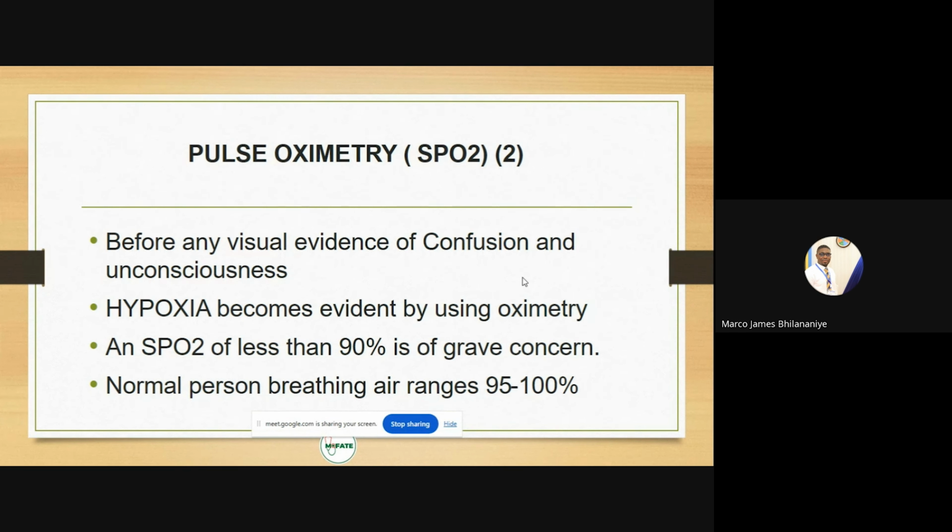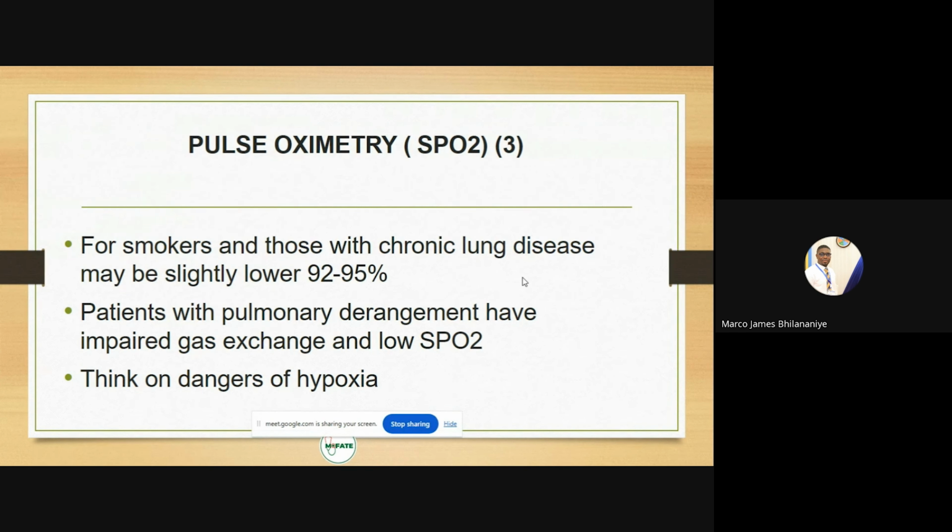So that is the range for a normal breathing person that I have said. Next slide, please. However, we have to keep in mind that for smokers and those with chronic lung diseases like COPD and lung fibrosis, the oxygen saturation might be slightly lower, ranging from 92 to 95. So whenever you get this kind of patient, do not struggle hard to make sure that it is 99 to 100. It won't get there, because of the pathologies and the physiology of the lung itself.